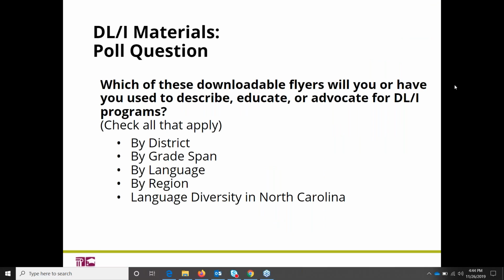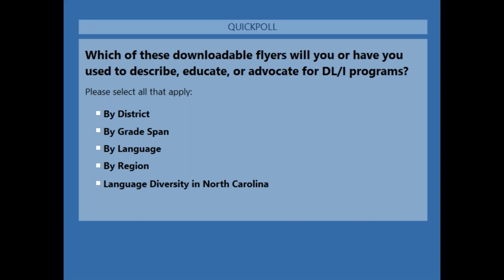And so we'd like to ask you, which of these downloadable flyers will you, or maybe have you used, to describe, to educate, or advocate for DLI programs? And again, you can check all that apply. You notice that we had the by district and by language posted already. We're kind of questioning whether people use the by grade span or by region, or the other document that was at the bottom of the landing page on the DLI website, which is the Language Diversity in North Carolina document, which looks at our home languages across North Carolina, of which there are over 300 besides English. So take a look and go ahead and respond to that.